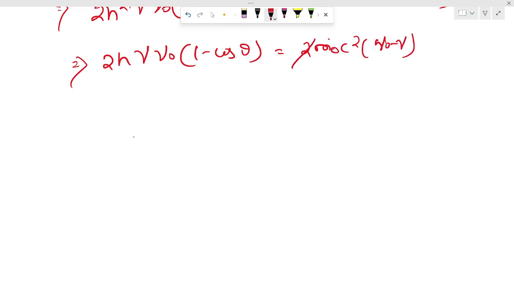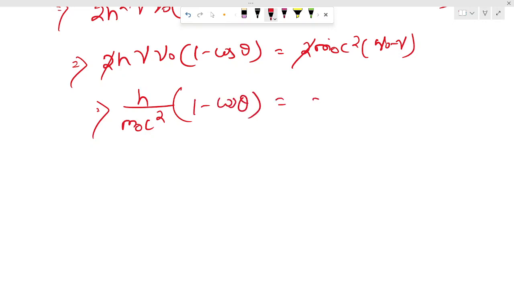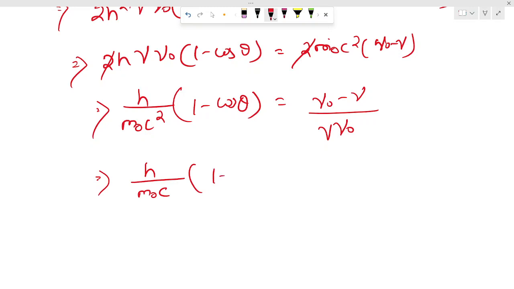So cancelling 2 on both sides, you can get h upon m naught c square is equal to m naught c square multiplied by 1 minus cos theta is equal to nu naught minus nu upon nu naught. Okay, h upon m naught c, 1 minus cos theta is equal to c into 1 by nu minus 1 by nu naught.